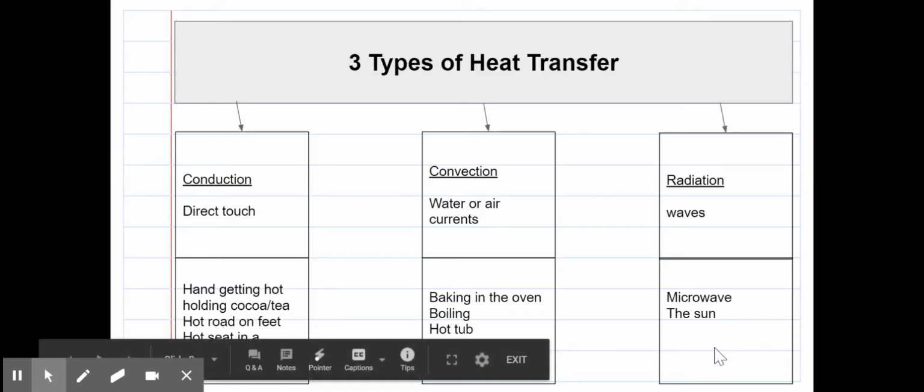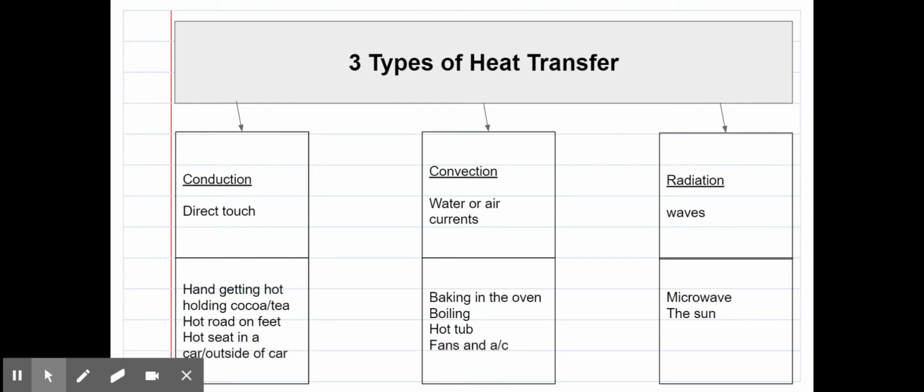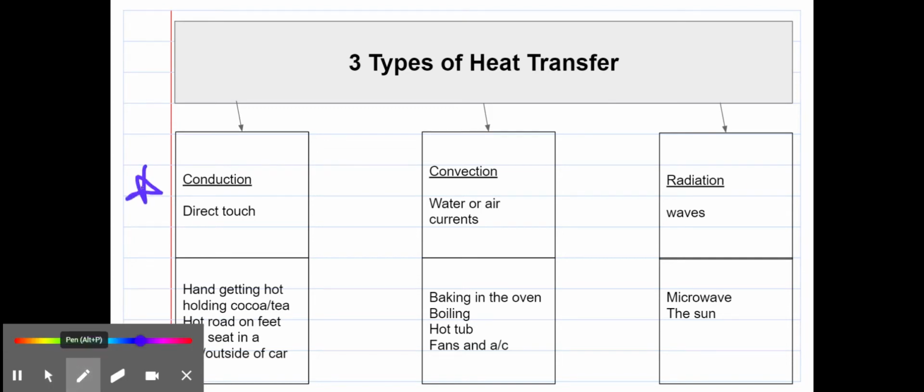All right, so remember we have three types of heat transfer. That first one that we're going to talk about is conduction. So conduction right here is that direct touch. Remember, conduction, direct touch. So some examples of this, like your hand getting hot holding cocoa or tea, hot road on your feet, or like a hot seat in the car outside of the car when you sit down on that hot seat and you immediately start to get warm because of that direct touch.